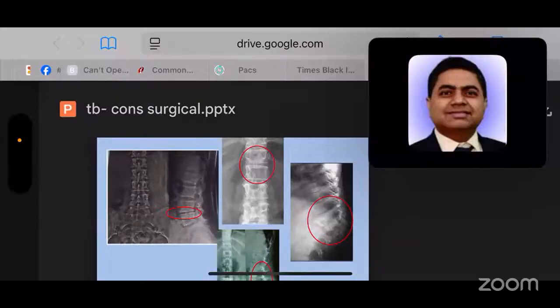In the next pic, the second one, we can appreciate that there is a loss of pedicle on the left side. This is typically called the winking owl sign.